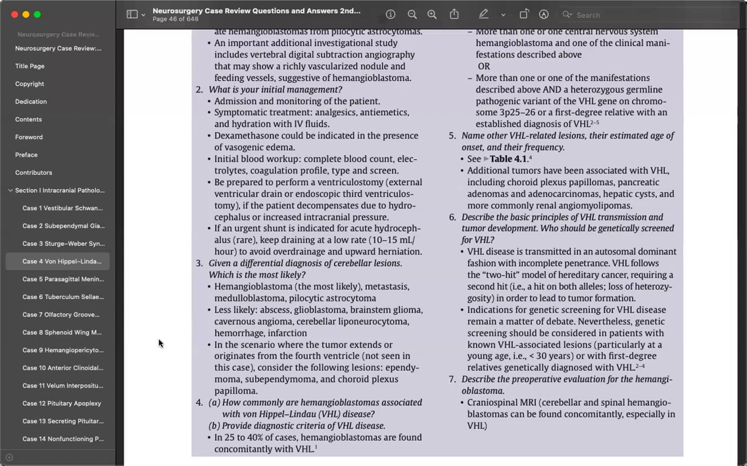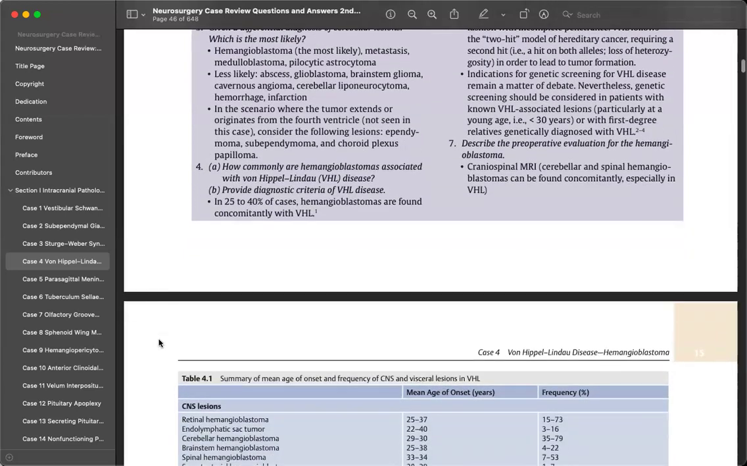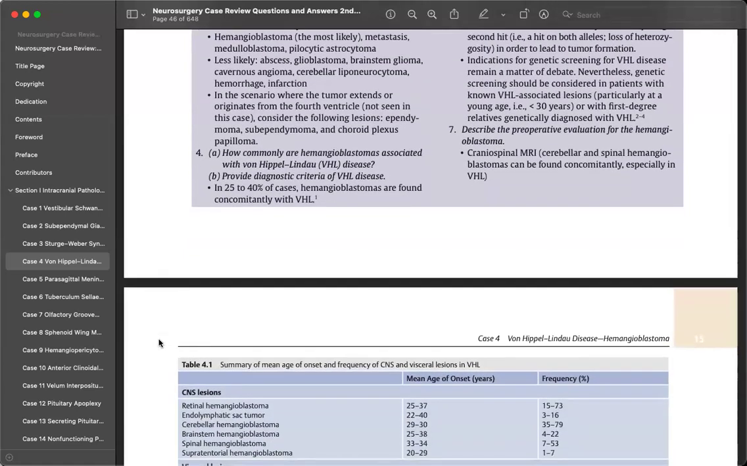So, preoperative evaluation of hemangioblastoma. Preoperative evaluation includes craniospinal MRI. Of course, when you see one hemangioblastoma, you have to screen for others, because a patient can have a concomitant lesion in other parts of the CNS. So one has to do craniospinal MRI, that's complete spinal MRI and brain MRI.